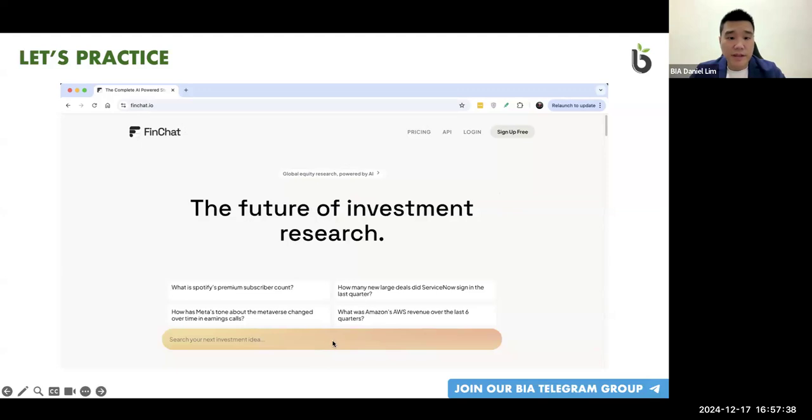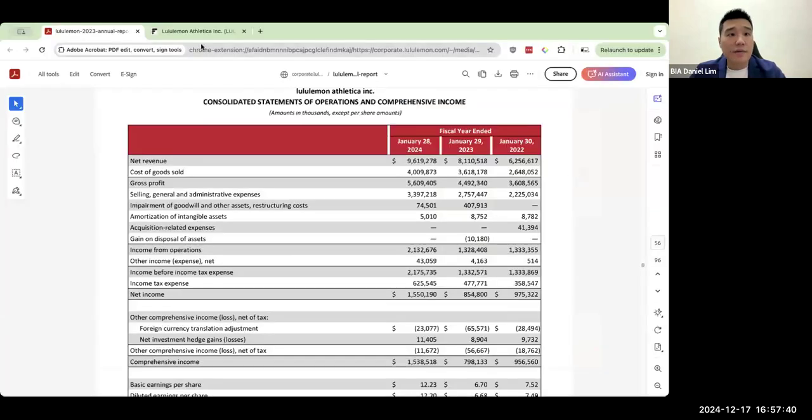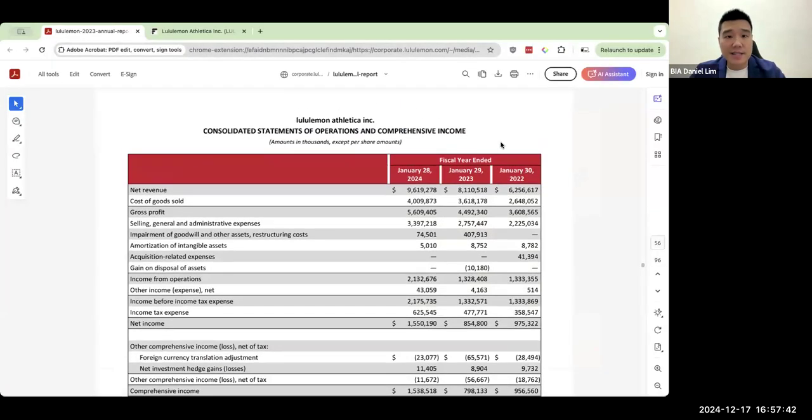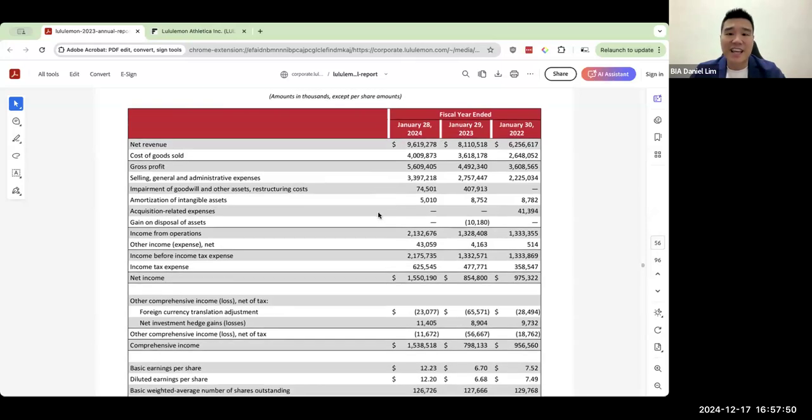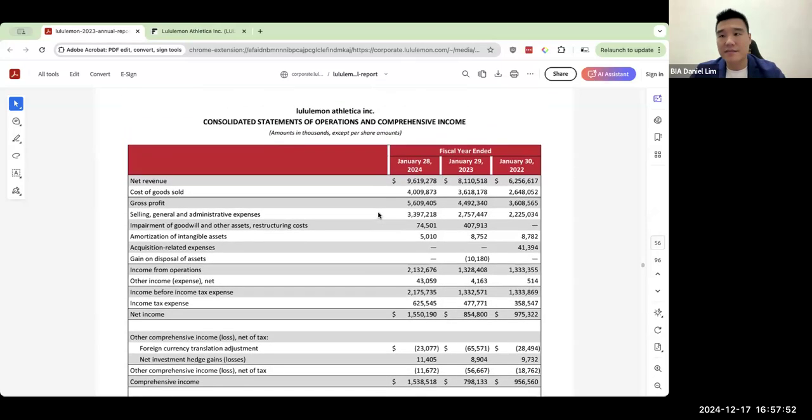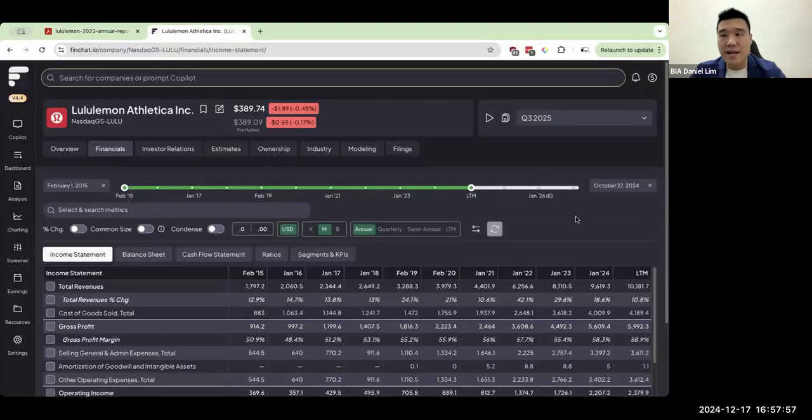Before I go to finchat.io, yes, you can track companies' numbers in the annual report, no problem, because this is the primary source, the almost original answer. But sometimes it could be quite difficult. So that's why I use finchat.io right now and show you how to go through the income statement, the balance sheet, and also the cash flow statement, and what we need to take a look at.